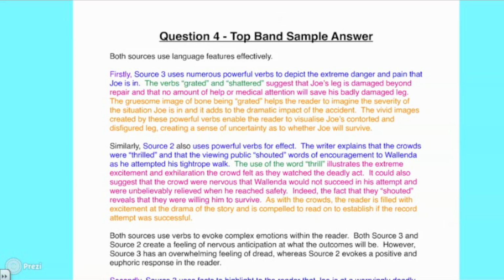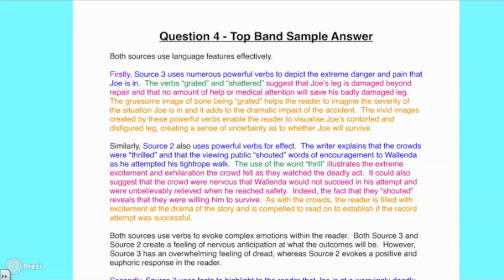Now what I've done next, you don't have to do really, but it just ties together your comparison and it shows the examiner that you really are unpicking and comparing and contrasting those language features in both sources. So I've done an overall comparison paragraph here about comparing the verbs. So I've said both sources use verbs to evoke complex emotions within the reader. True. Quite an open statement really, but again it is a comparison. Both source 3 and source 2 create a feeling of nervous anticipation of what the outcomes will be. So that's a similarity between the two sources.